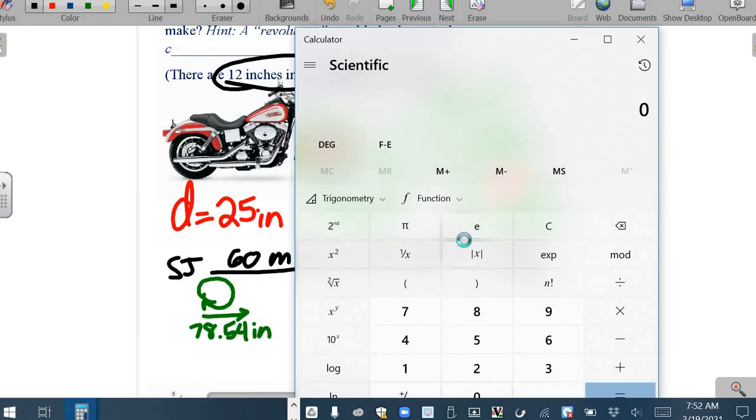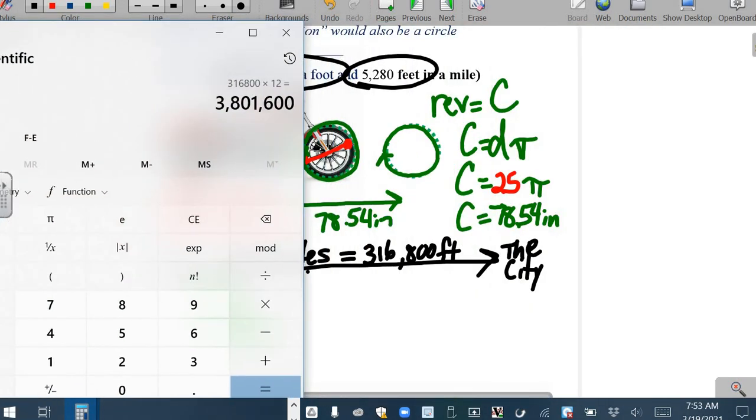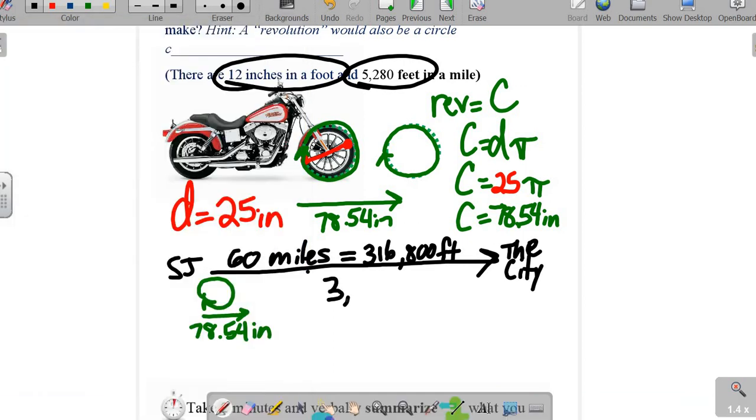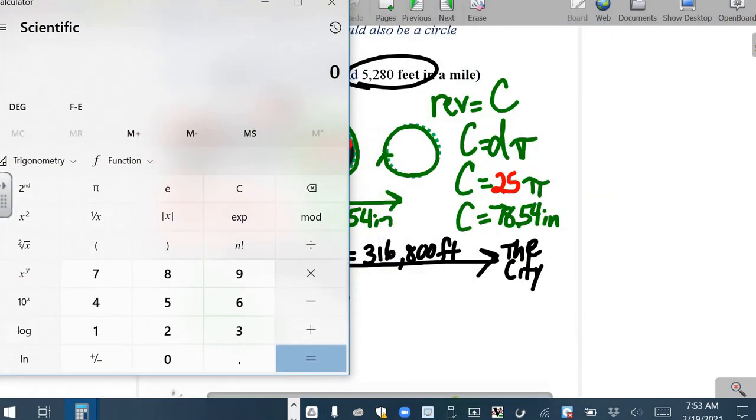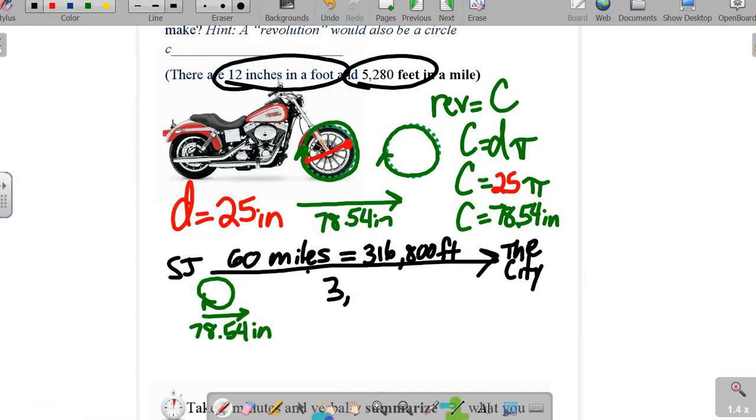Now we're going to get that feet, 60 times 5,280, into inches. So we times every foot by 12. And we get 3,801,600 inches. So 3 million. So we had to do a double conversion.